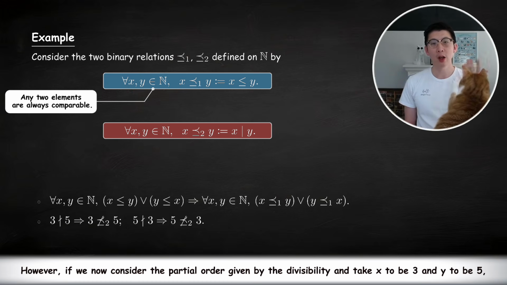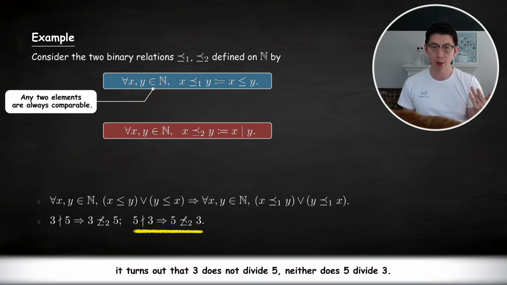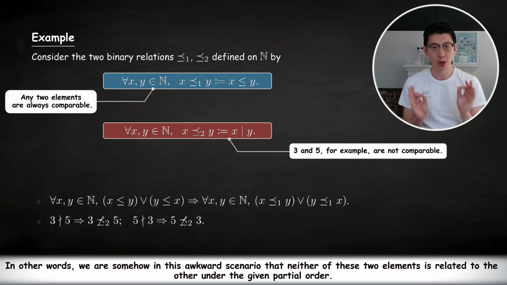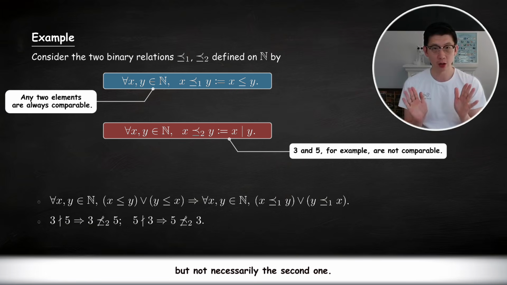However, if we now consider the partial order given by the divisibility and take x to be 3 and y to be 5, it turns out that 3 does not divide 5, neither does 5 divide 3. In other words, we are somehow in this awkward scenario that neither of these two elements is related to the other under the given partial order. Given two arbitrary natural numbers, we can always compare them using the first partial order, but not necessarily the second one.